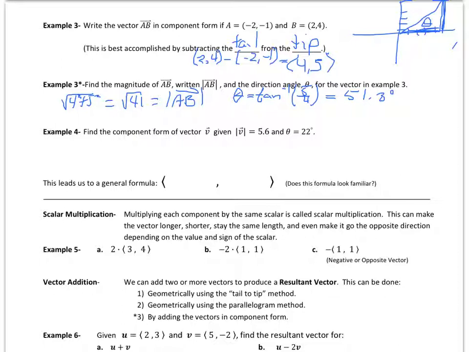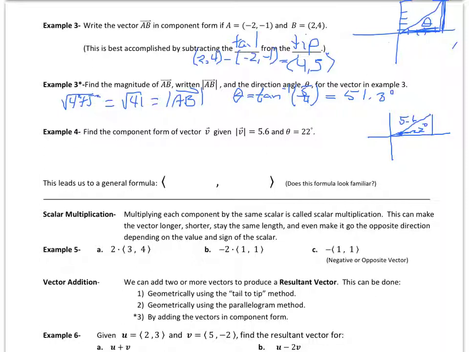All right, so far so good with component form, not a big deal. Now, if we look at example 4, this time we're given the magnitude and our angle, and we want to come up with component form. So we need to put example 3 in reverse, basically. If we were to draw this, this length is 5.6. That's our right triangle, and theta here is 22 degrees.